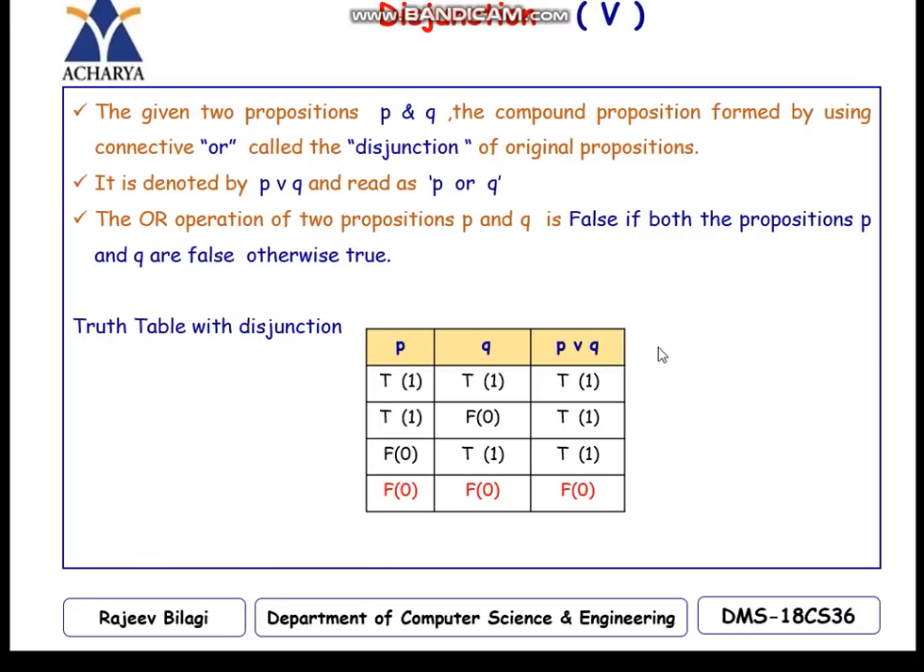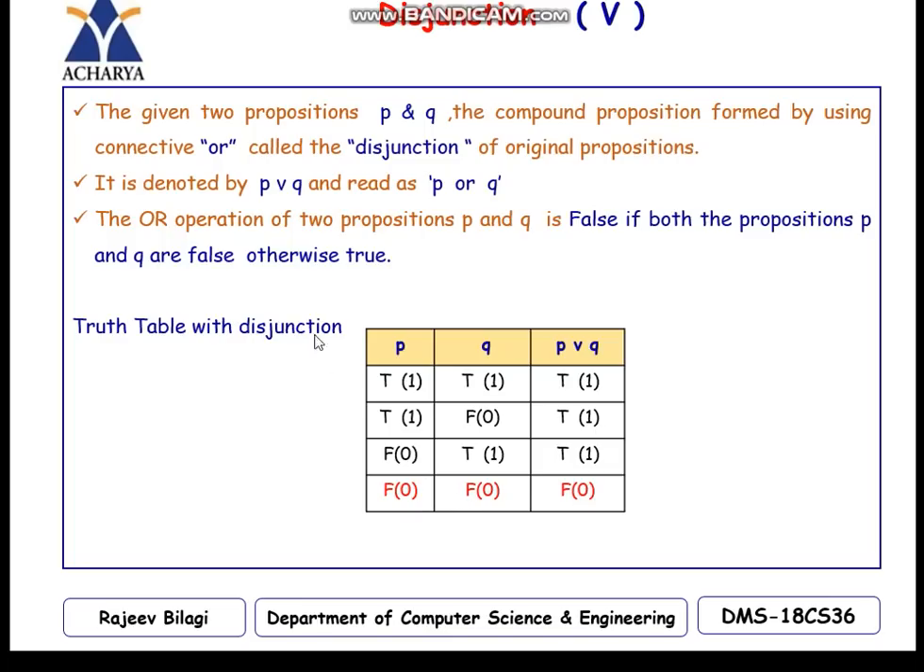Next is the OR operator, disjunction. That is, given two different propositions P and Q, the compound proposition formed by using the connective OR is called the disjunction of the original propositions. So this is like an OR operation. The OR operation of two different propositions P and Q is false if both the propositions P and Q are false, otherwise true. That is, if any one is true, then it is true, otherwise false.